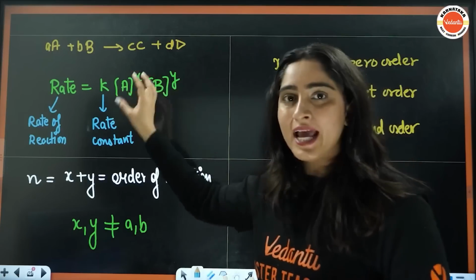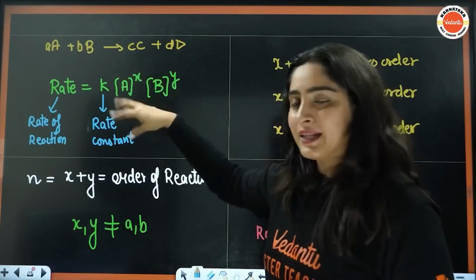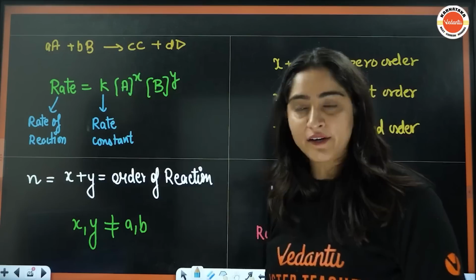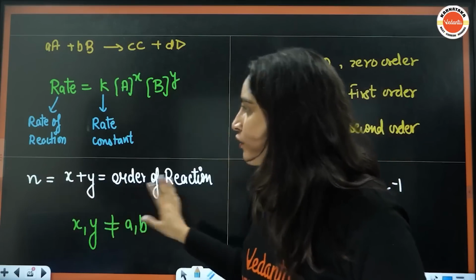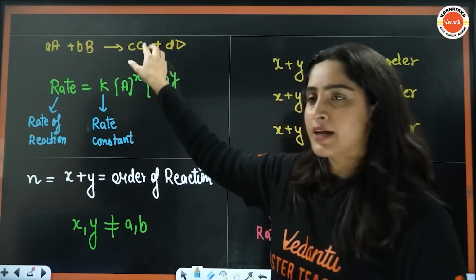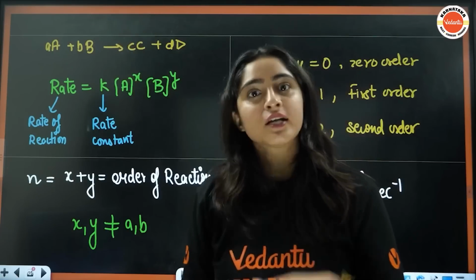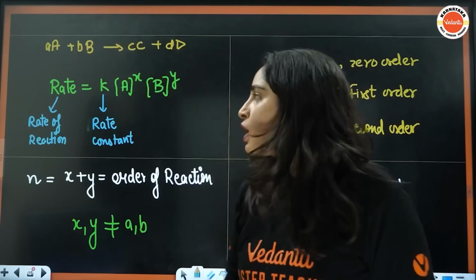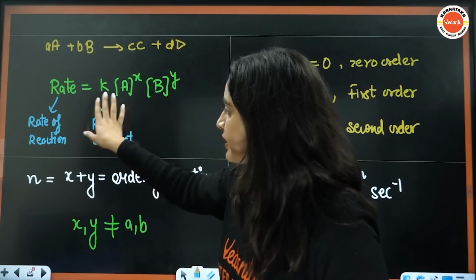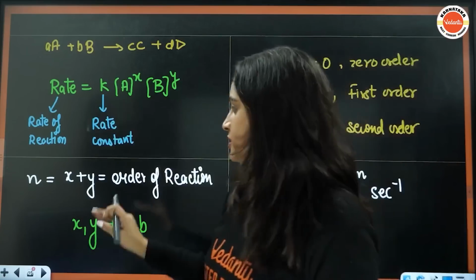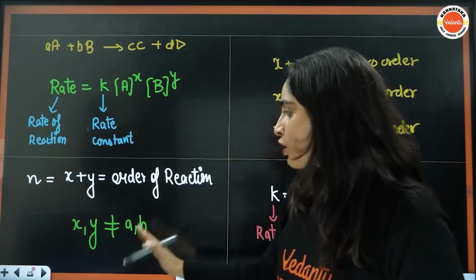So x plus y together form the order of that reaction. It has nothing to do with the balanced reaction. You cannot find the order of a reaction by just seeing that reaction. It depends on the slowest step, right? So rate is equal to the rate constant times the concentrations, and x plus y is the order of reaction.